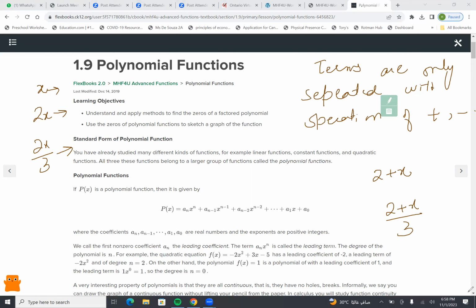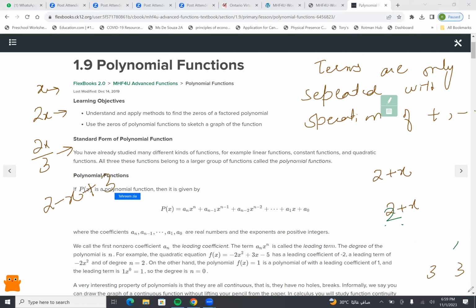No, because there is a sign of addition, so we can write it as 2 by 3 plus x by 3. So it's not one term. Basically, it's 2 terms. Okay, got it. If I write 2 minus 6, how many terms? 2.